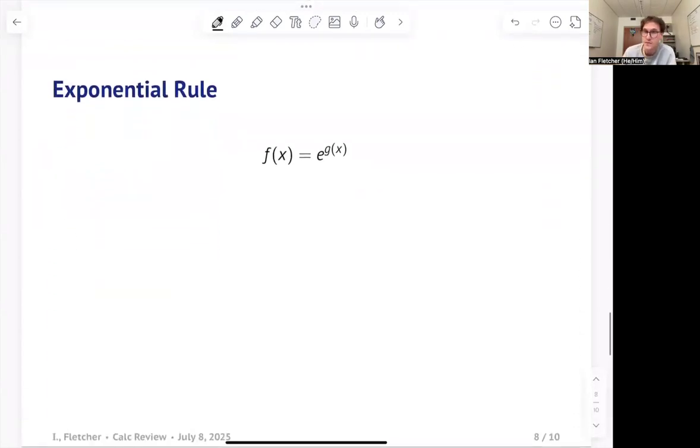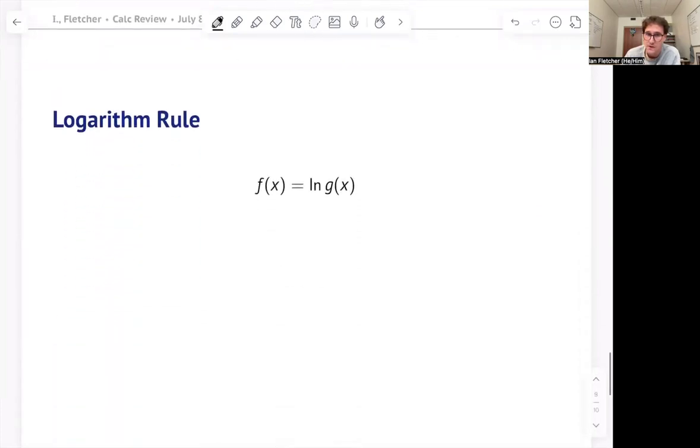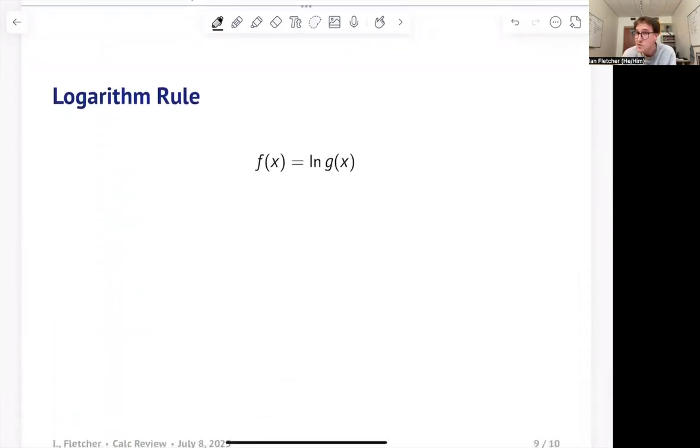The exponential rule: this is an e. When we have an e, f prime of x is just going to be g prime of x times e to the g of x. So if we had something like e to the x squared, we're not really going to need the e; we're doing this for completeness. We're going to get f prime of x equal to 2x times e to the x squared. This is pretty straightforward, pretty simple. We're doing it for completeness because we will use some logarithms.